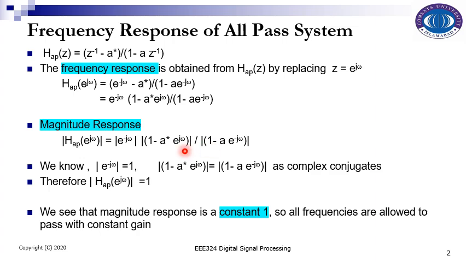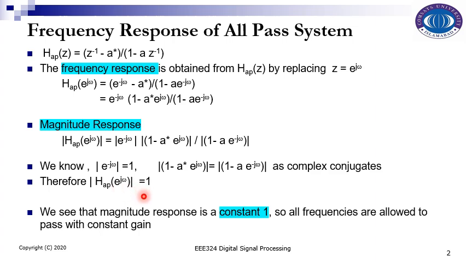Complex conjugate numbers have the same magnitude, right? For example, if we had a number a plus jb, then the complex number a minus jb has the same magnitude. So these two terms in the numerator and denominator have the same magnitudes, so they will cancel out, and as a result, the magnitude of the all pass system is 1.